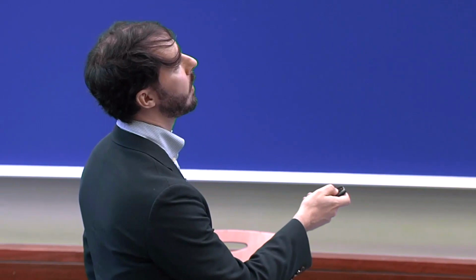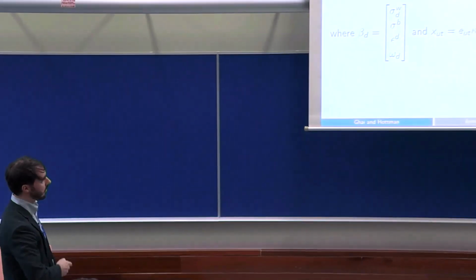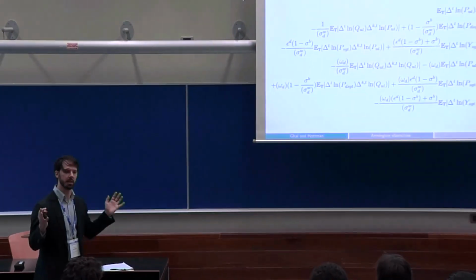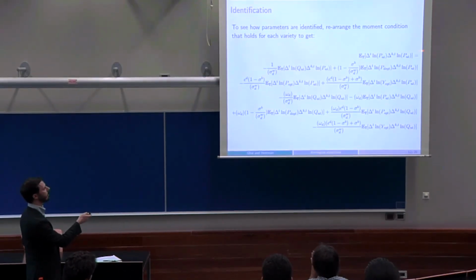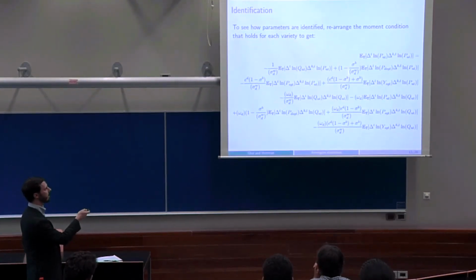Okay? So then all you do is very simple. We have an orthogonality condition, and this is the moment condition we have per variety, and you can do GMM by stacking this across varieties. This depends on all these parameters. So just to give you some intuition of how this is identified, the basic idea is as follows. You've got a term which is projected on a bunch of other moments.